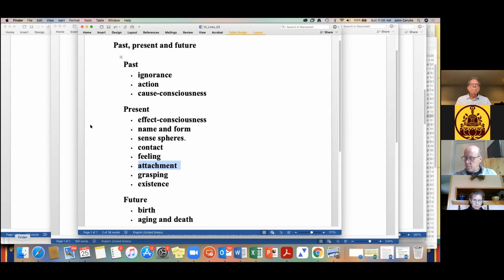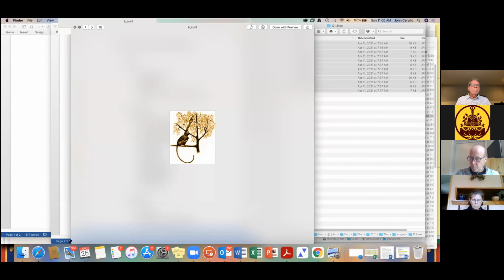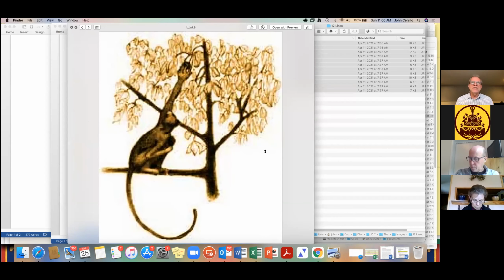And then the ninth link is, again, a fuzzy picture, but I only had small pictures, grasping. It is represented by a monkey taking fruit. Essentially, the monkey is moved through habitual pattern behavior. So being an animal has some real extra meaning here versus just a human reaching for something.